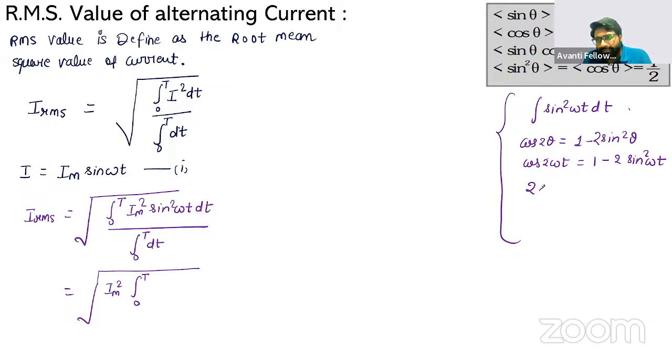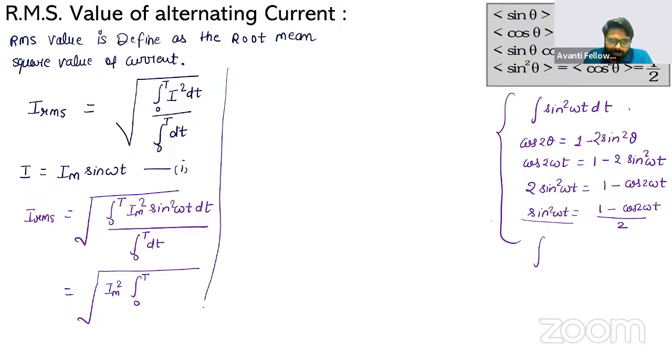2 sin square omega t equals 1 minus cos 2 omega t. Then sin square omega t will become (1 minus cos 2 omega t) divided by 2. Now it is very easy to solve this expression rather than this. So you put the expression here. Now I am solving it here only.